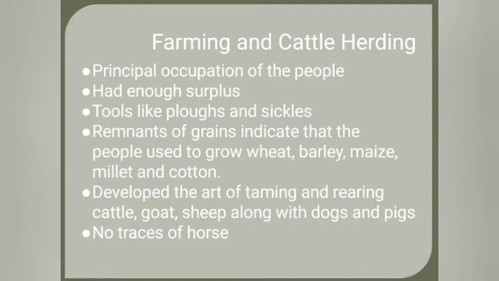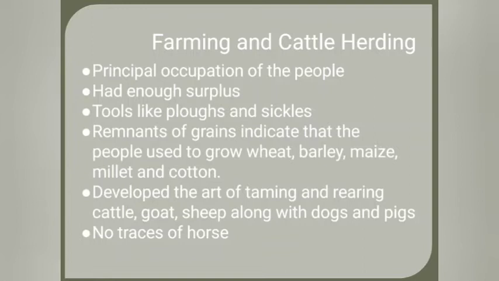So, if you take the farming and cattle herding of that period, farming and cattle herding remained the principal occupation of the people in the Indus Valley civilization. So, that was their main occupation. They started to grow crops and had enough surplus so as to store them for future use also.